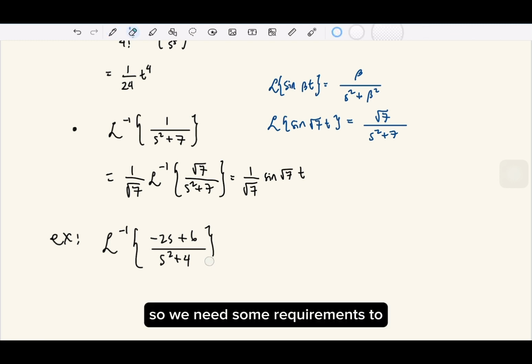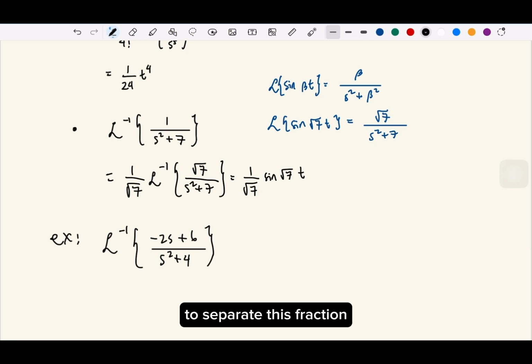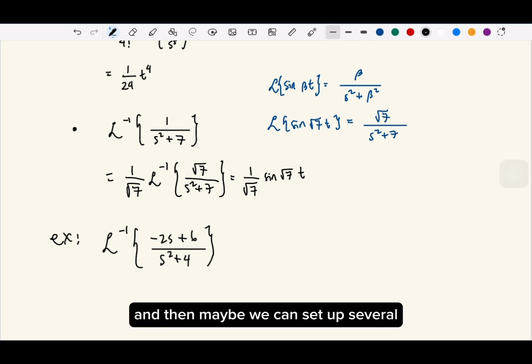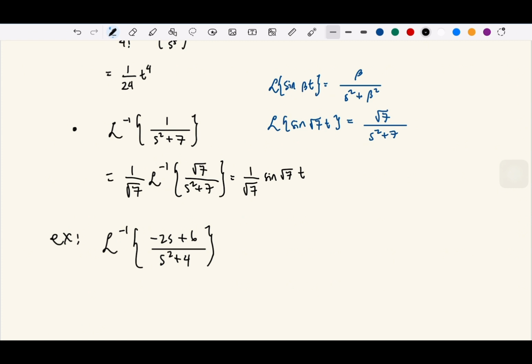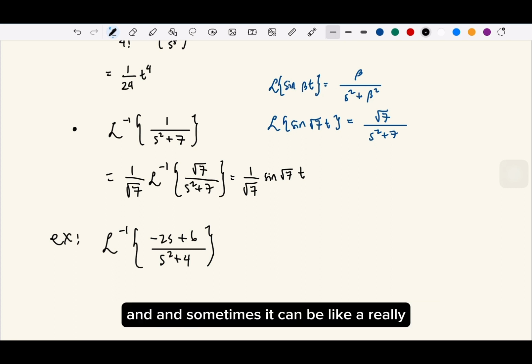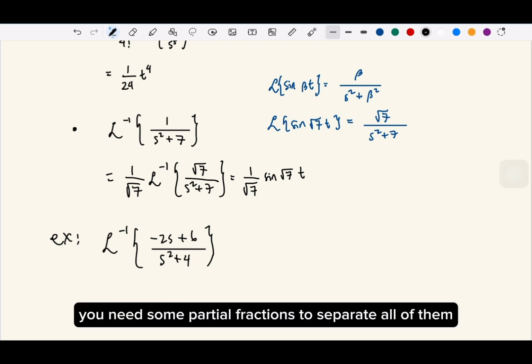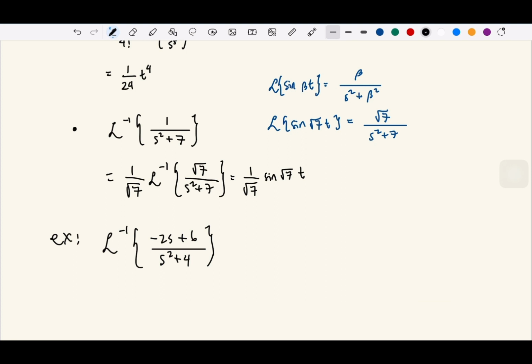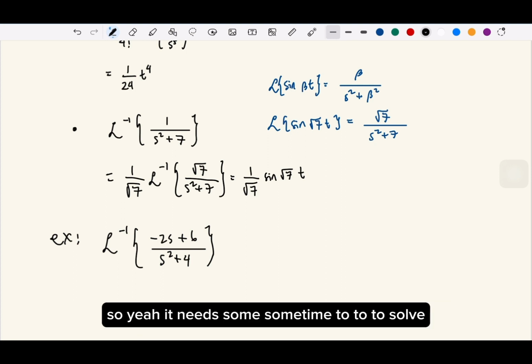So we need some requirements to separate this fraction, and then maybe we can set up several fractions. Then we take the inverse one by one. Sometimes it can be really complicated fractions, and you need some partial fractions to separate all of that. So yeah, it needs some time to solve.